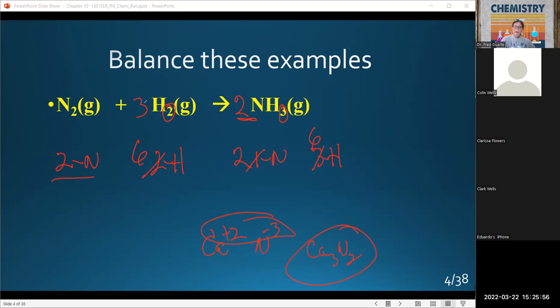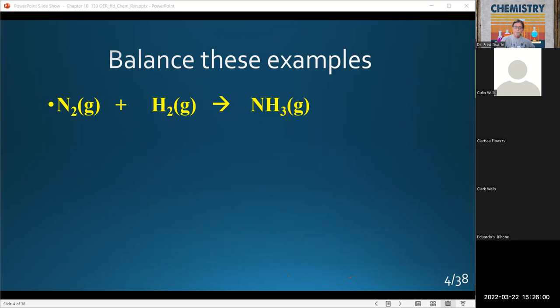All right, so I end up with, let me clear this up, the following. I'm putting the 2 there, and then the 3 that balances out my hydrogens, all right? And by default, my nitrogens get balanced. Now, as you're balancing these chemical reactions, take a look at the relationship between the reactants and the products.